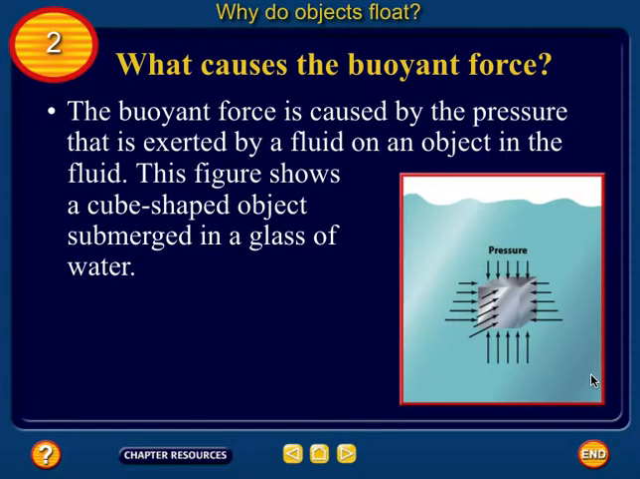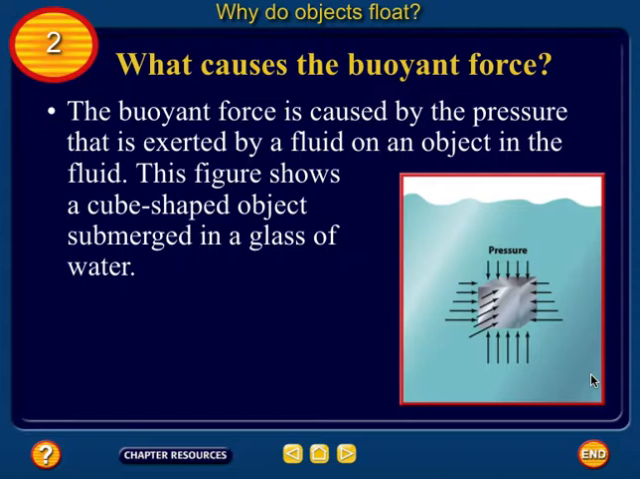Now, what causes this buoyant force? The buoyant force is caused by the pressure that is exerted by a fluid on an object in the fluid. This figure shows a cube-shaped object submerged in a glass of water. You'll notice that the buoyant force acts on all the different surfaces of that cube, rather than just on the bottom. One of the reasons why objects float is because they're on the surface of the water and that buoyant force acts on the bottom.